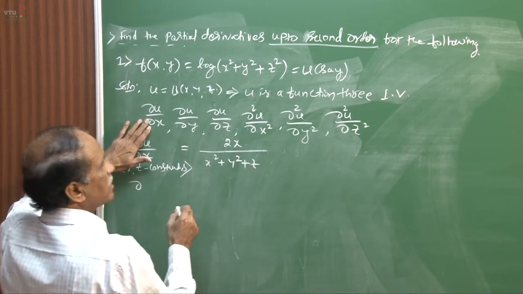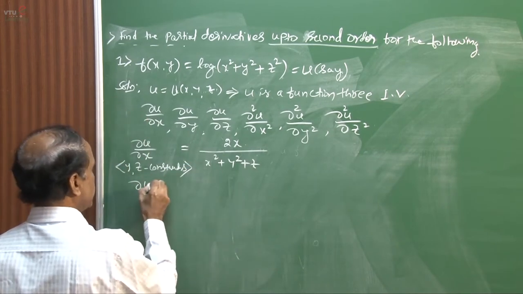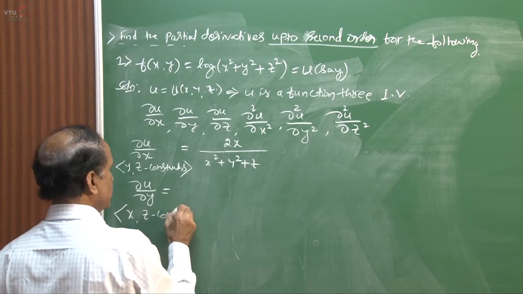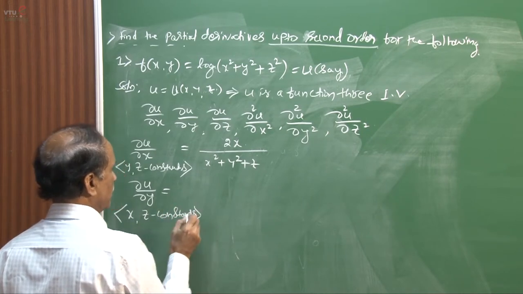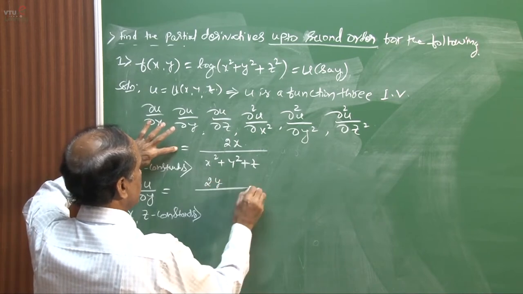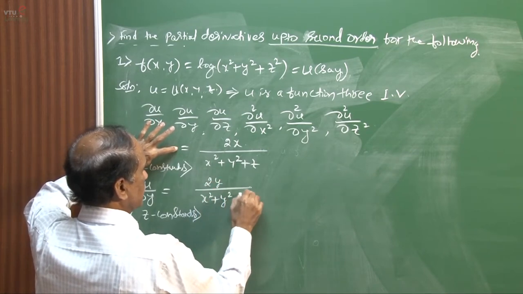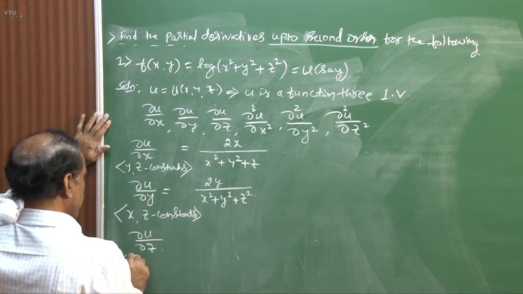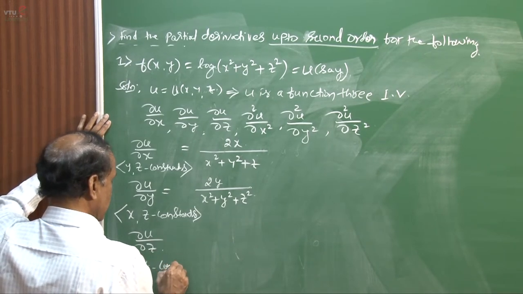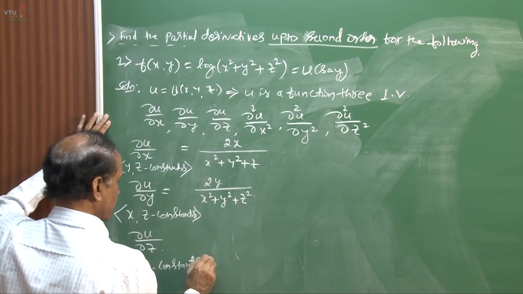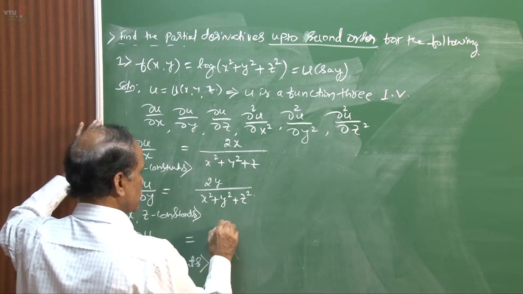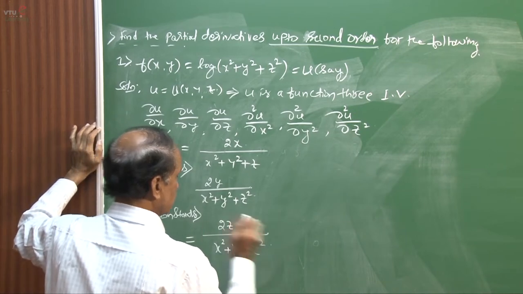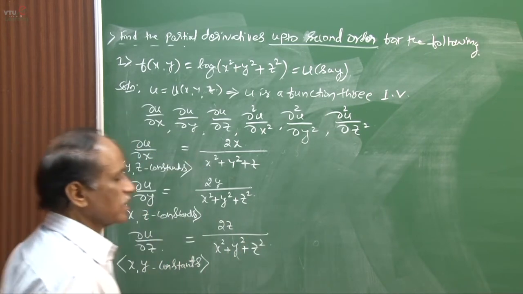Then here itself I will write another one, that is del u by del y. Here in this case, x, z are to be taken as constants. Then this must be 2y divided by x square plus y square plus z square. Next is del u by del z, with x, y as constants. Then this is equal to 2z divided by x square plus y square plus z square. First, these things should be clear to you.